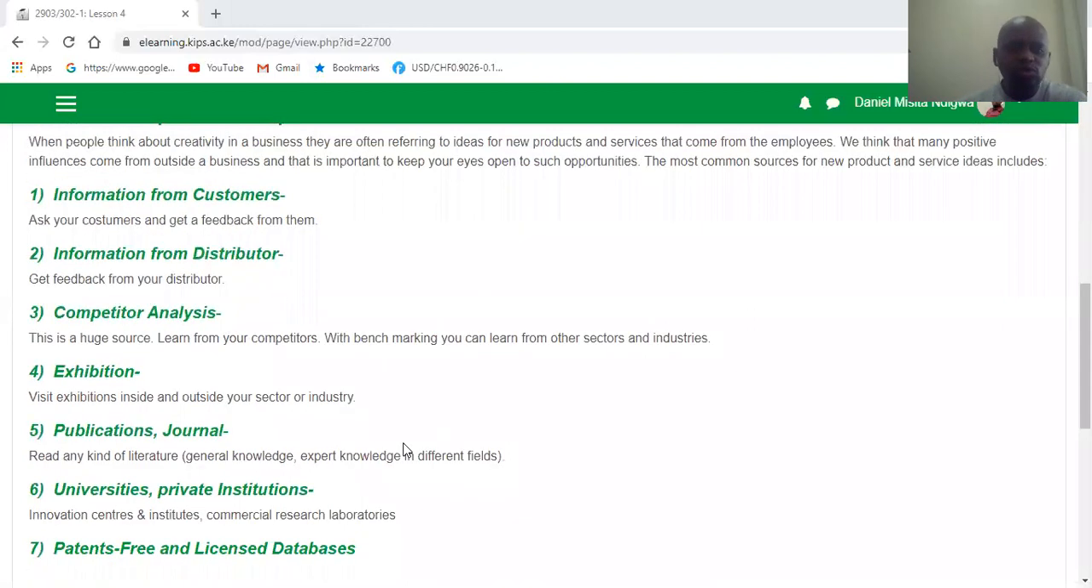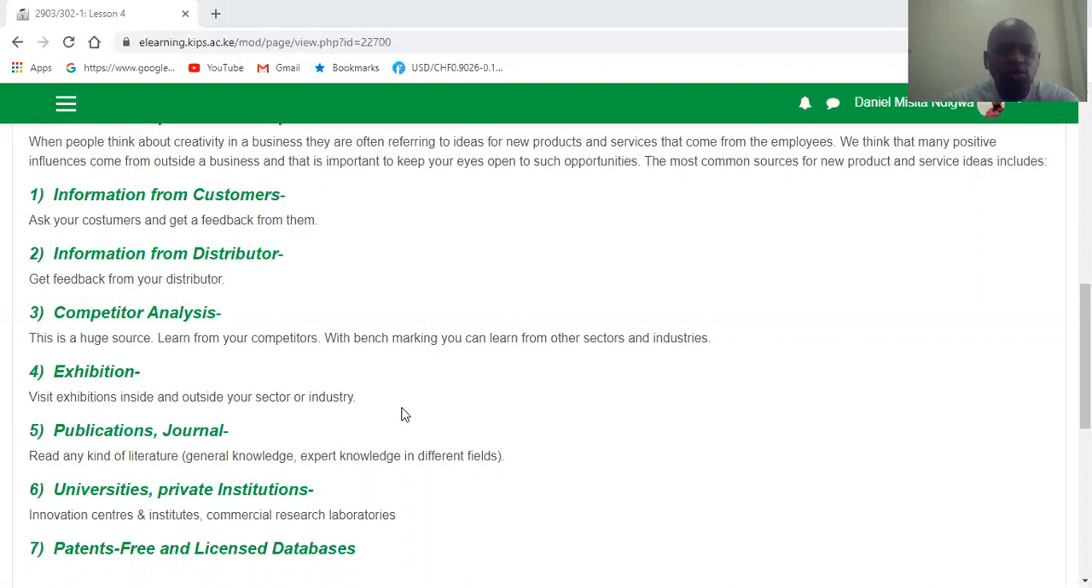You can decide to walk into an exhibition and find out an idea of an existing product. And this is common in shows, for example the agricultural show, where you're able to get information about new products. The other one is publications or journals. You can read journals and get an idea of a new product in place.